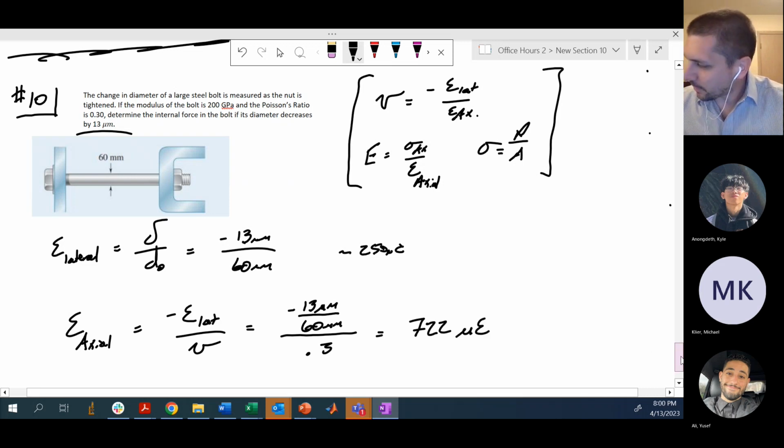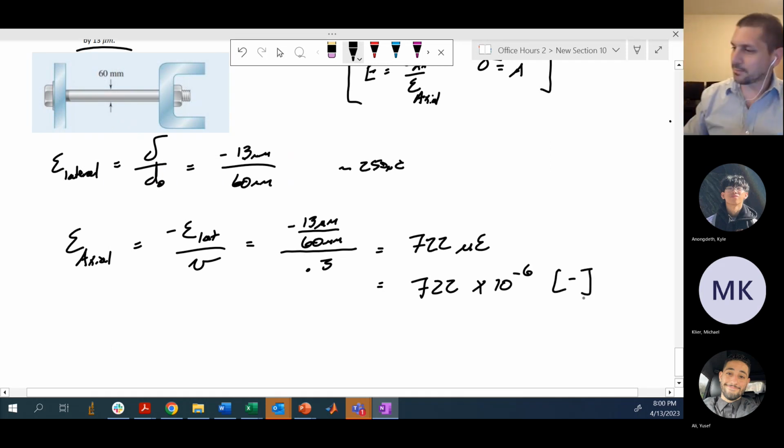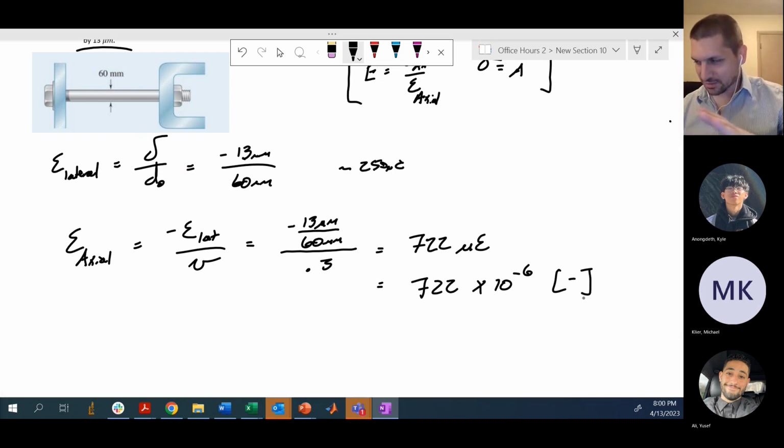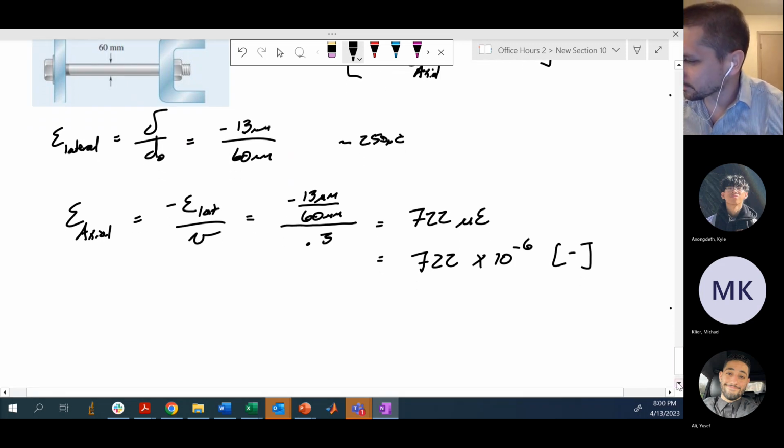All right. And remember what microstrain is. It is 722 times 10 to the negative 6th strain, which is just unitless. So don't forget what that microstrain unit is. It's a very unique thing that pops up in mechanics of materials and structural analysis. So make sure you're comfortable with that particular special unit. You won't really see that in any other class.